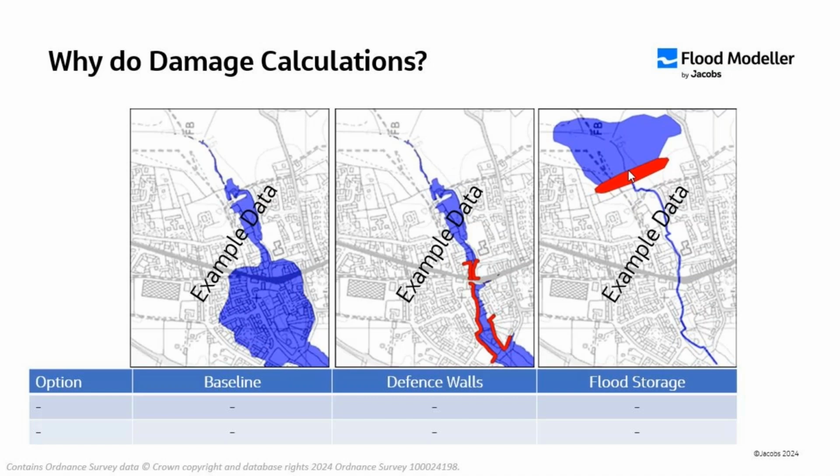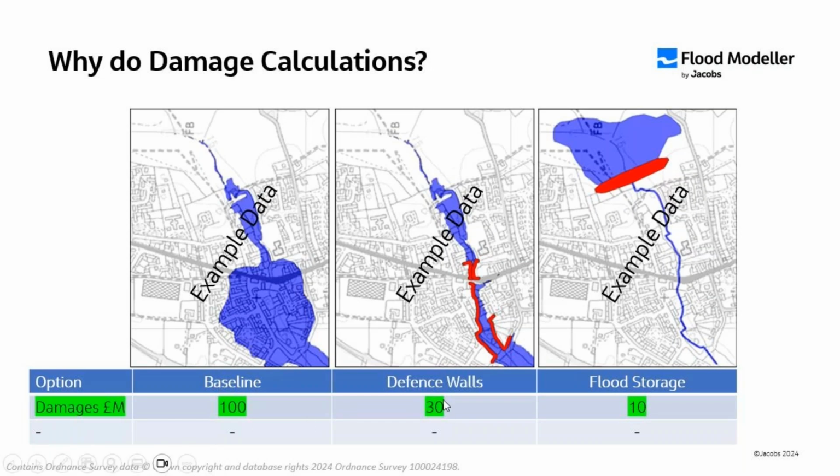This is where damage calculator comes in, by reducing all of that complexity down to a single number for each option. We've got some example numbers here, so damages in millions of pounds. So if you don't do anything, for example, you could get £100 million worth of damages. We've got that telling us that there. If you built these particular defence walls, damage calculator could tell you that only has £30 million worth of damage remaining. If you built this flood storage area, damage calculator might tell you that you only had £10 million worth of damages remaining.